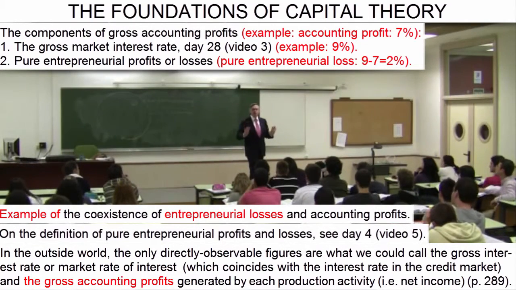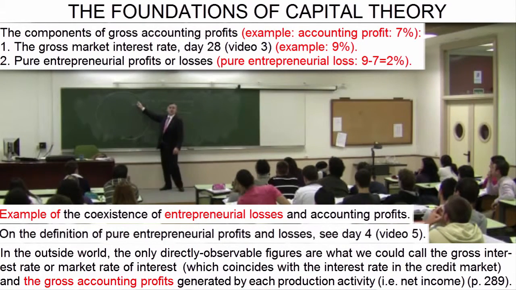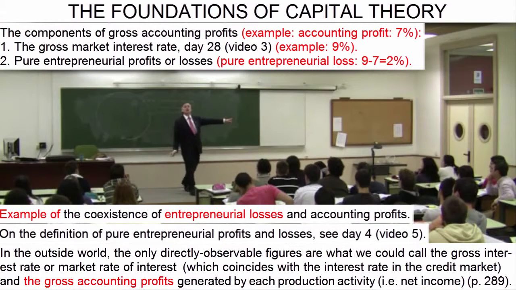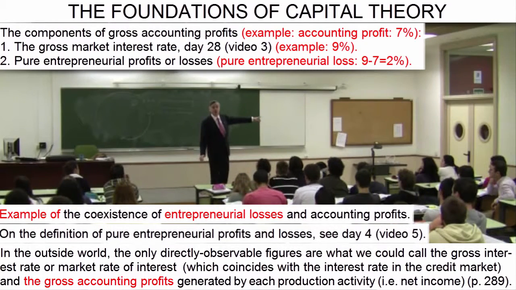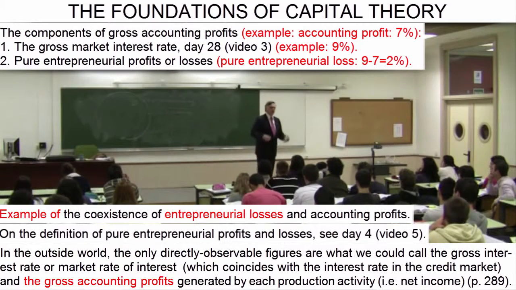So they have become entrepreneurs. They have launched a huge project. They have devoted hours of their time. They have hired workers. What a hassle, just to bring in 70,000 in the end. Dear students, they have incurred a pure entrepreneurial loss of 20,000 euros.